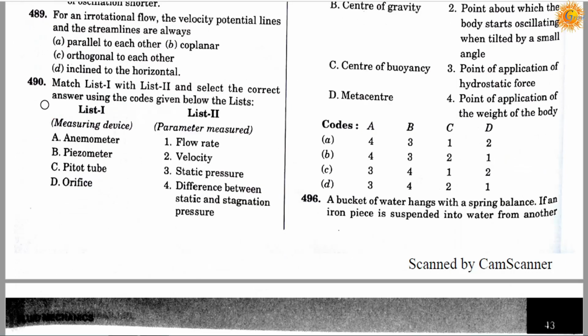Question number 490. Match list first with the list second and select the correct answer using the codes given below. The list first is the measuring devices: anemometer, piezometer, pitot tube, and orifice. In the list second you will see the parameters measured: flow rate, velocity, static pressure, and difference between static and stagnation pressure. So in this question the correct answer is C.